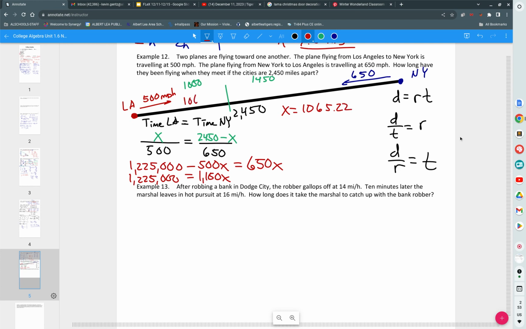The distance is 1,065.22. Is the question asking how far it's flown or how much time it's flown for? How much time, right? We know time is equal to distance divided by rate. So this one has a distance of 1,065.22. I have to divide it by the rate. What is the rate of this one? 500. And we get x is equal to 2.13 hours. Piece of cake upside down.